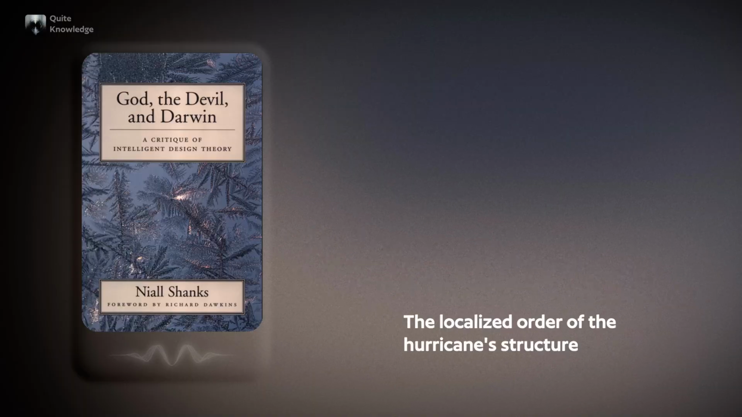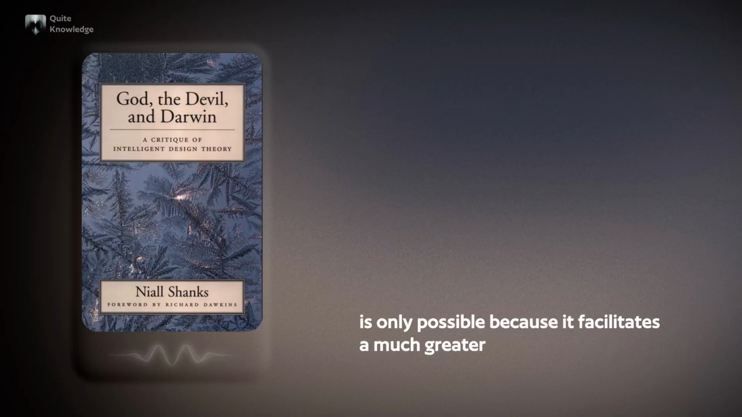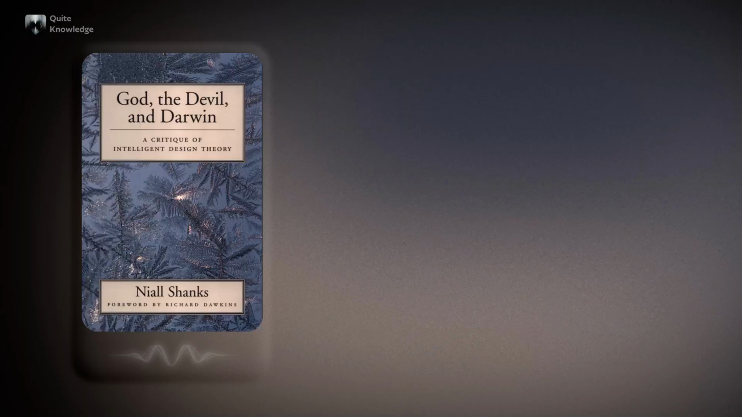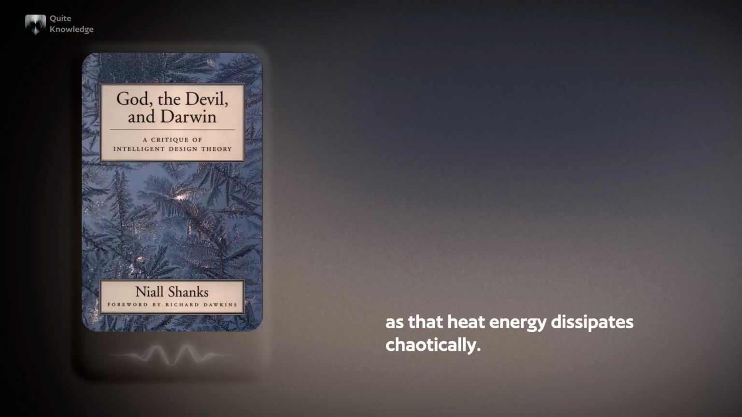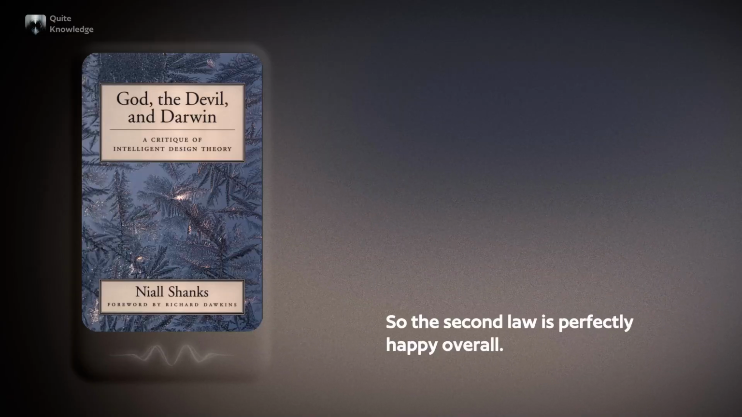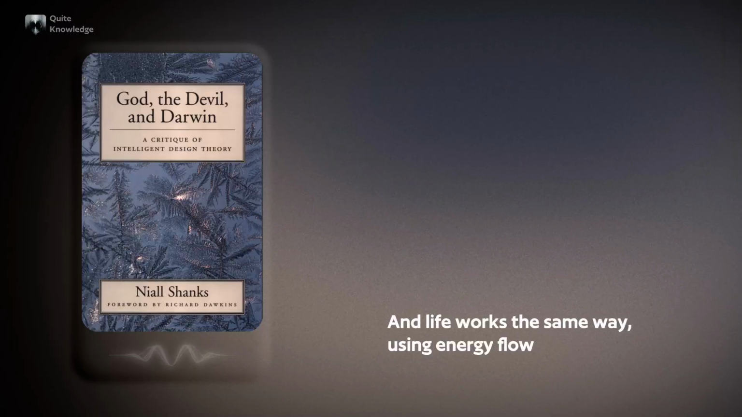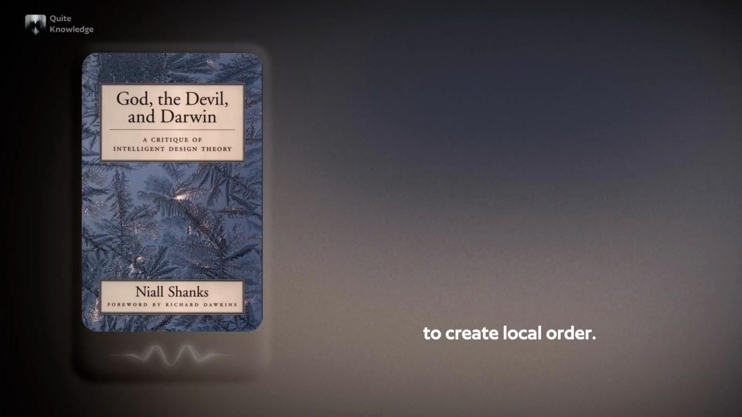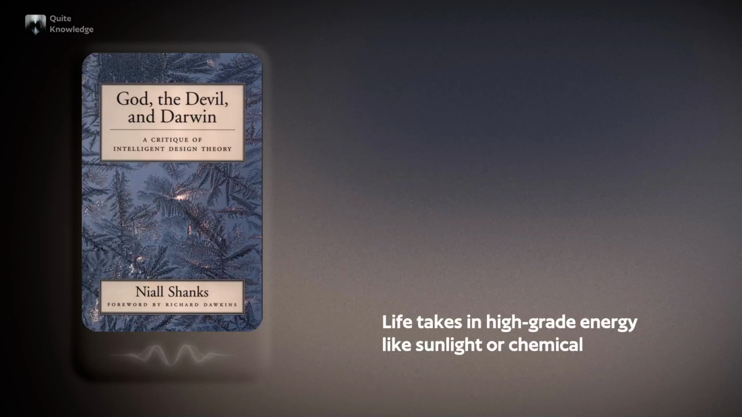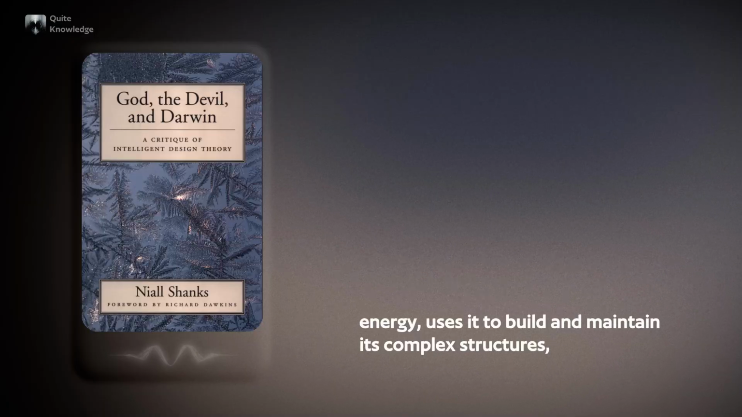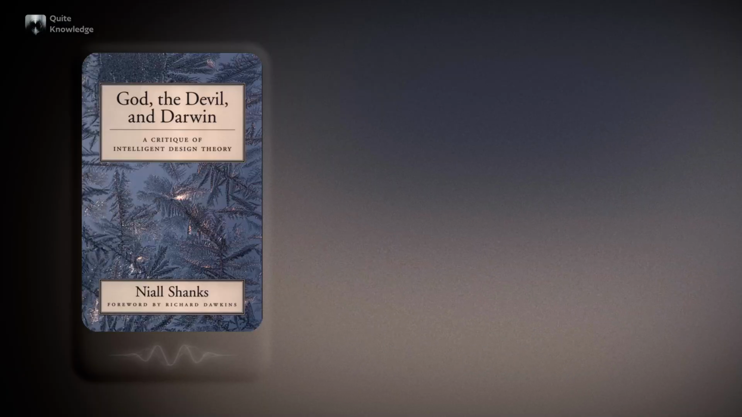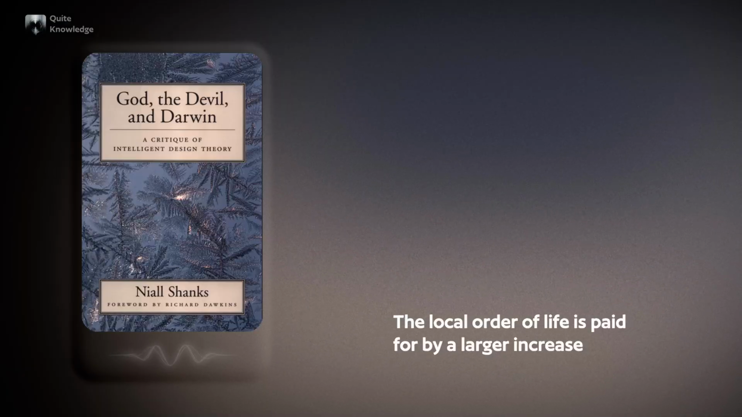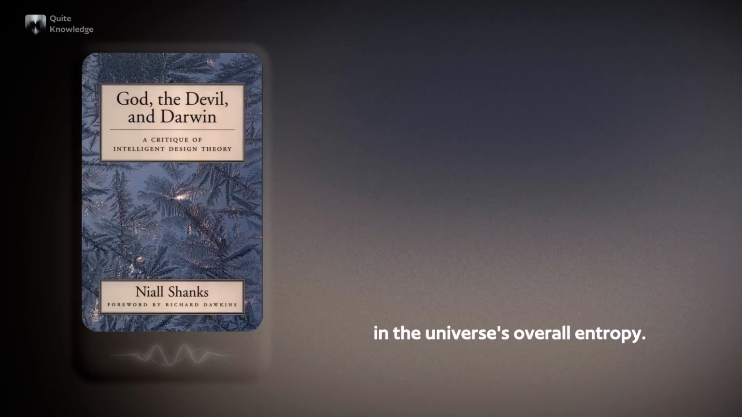Massively. The localized order of the hurricane's structure is only possible because it facilitates a much greater increase in disorder, entropy, in the surrounding environment as that heat energy dissipates chaotically. So the second law is perfectly happy overall. And life works the same way, using energy flow to create local order. Essentially, yes. Life takes in high-grade energy, like sunlight or chemical energy, uses it to build and maintain its complex structures, and releases low-grade energy, like waste heat, back into the environment. The local order of life is paid for by a larger increase in the universe's overall entropy.